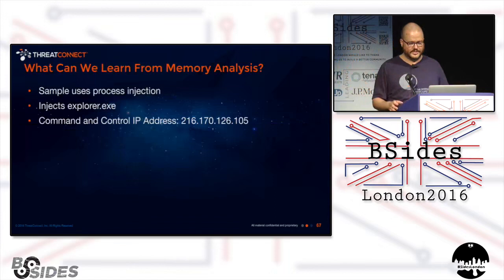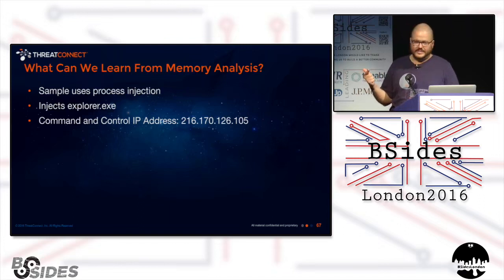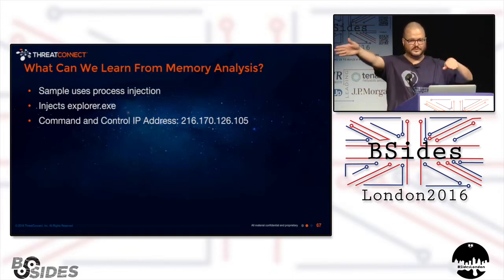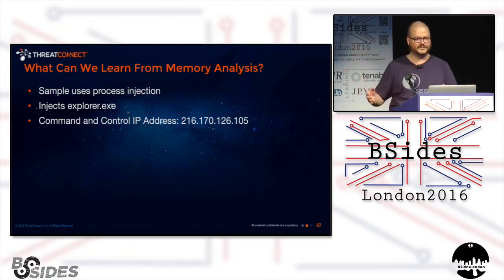So what have we learned using Volatility? We know that the sample we observed uses process injection. We know that it specifically injects explorer.exe. And we've also gathered a command and control IP address that we can then use, maybe through passive DNS. This IP address might have further domains and host names that we can use to pivot out to look at previous attacks and get an idea of who it is, what organization or malware family, or connect this particular attack with previous attacks.